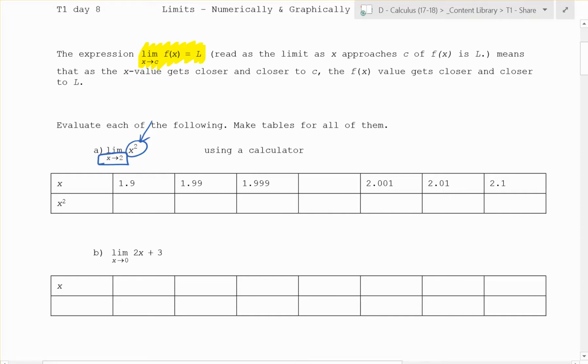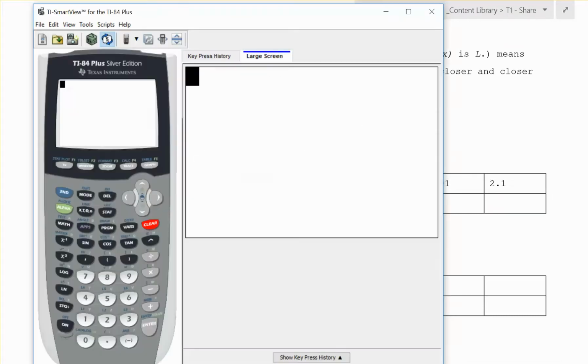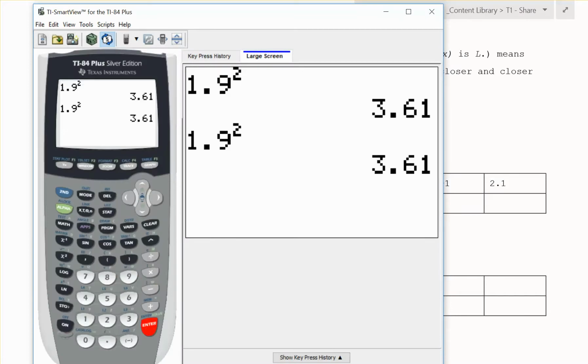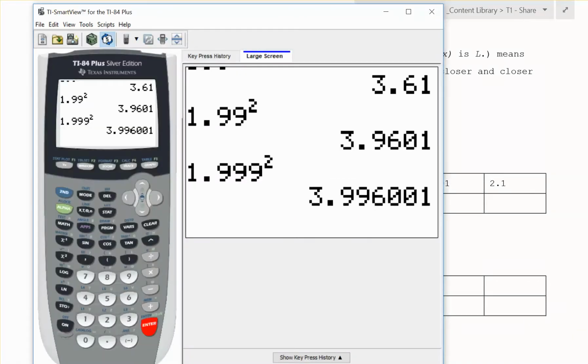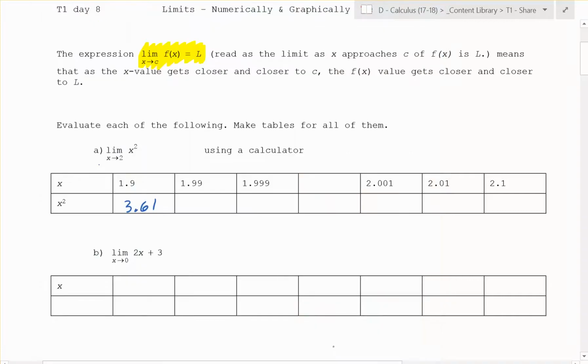The way you can test that using your calculator is you can just plug these values into this function right here. The most direct way, which many of you will do first off, is to literally do 1.9 squared and press enter, and you get 3.61. Then you could do 1.99, same idea. I did the next one, 1.999, so 3.9601. So you really can just manually plug it in.